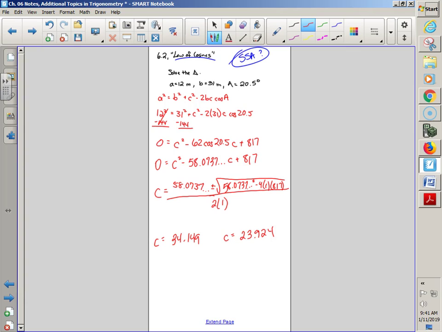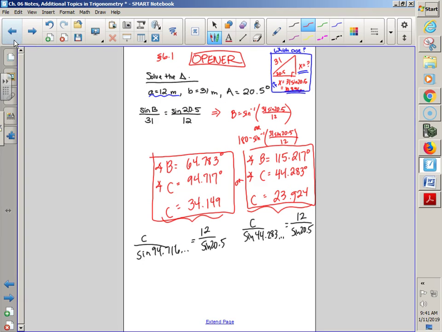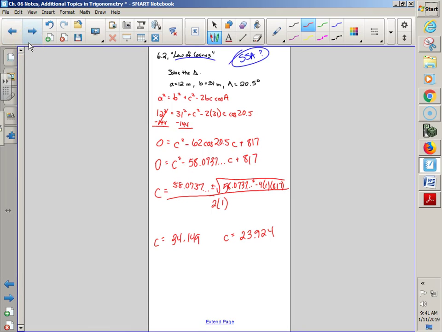Not angle C, side C. Not angle C, but side C. Looking back really quickly. Oh my goodness, there he is. Ha ha! What would you have to do now? Go find some angles. Go find angle B, go find angle C.